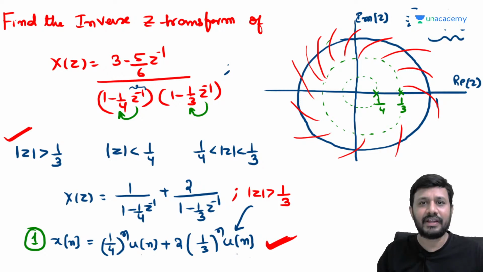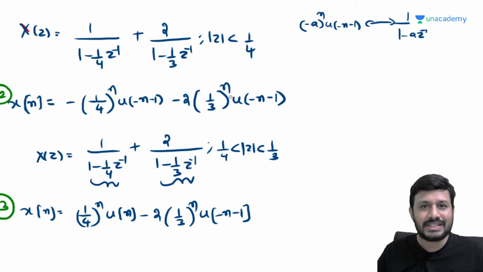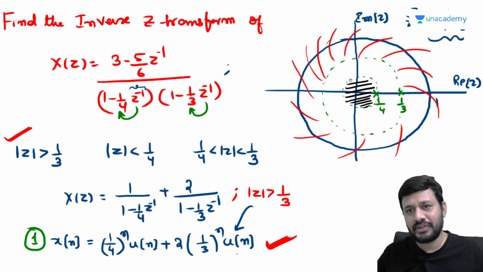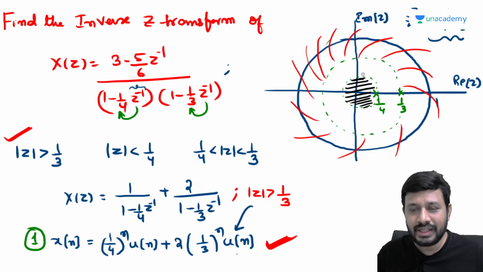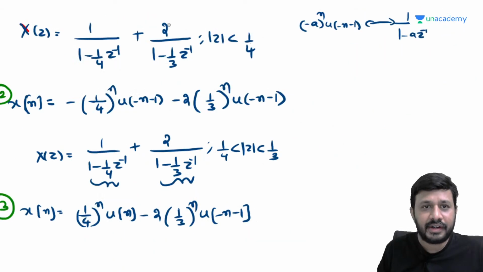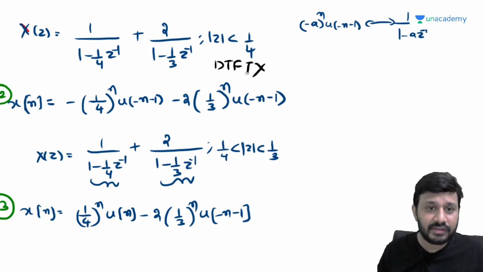For the second one, mod Z less than 1 by 4. Mod Z less than 1 by 4 means inside of the innermost pole. Here, inside of the innermost pole means it is not including the unit circle. It is not including the unit circle, which means the DTFT does not exist.